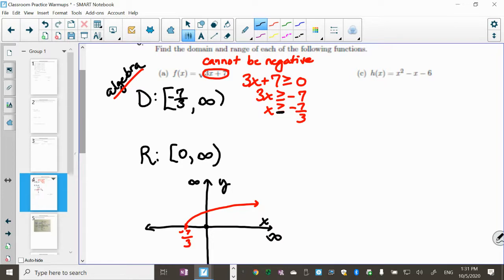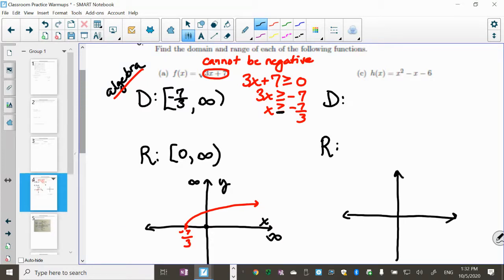Okay, I'm going to do C next just because it's here. I'm going to set it up, domain, range. And this one doesn't have a radical or a fraction in it, so I don't have to worry about doing actual algebra, but I'm going to do the sketch of the graph here.